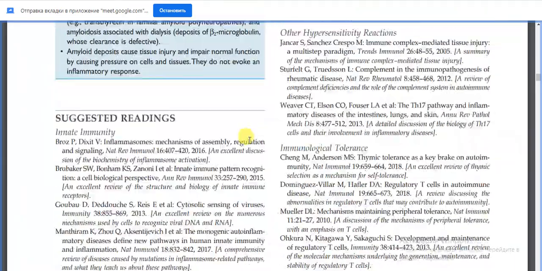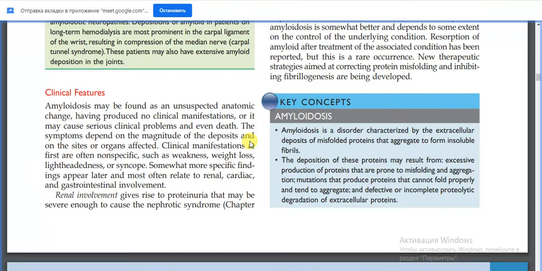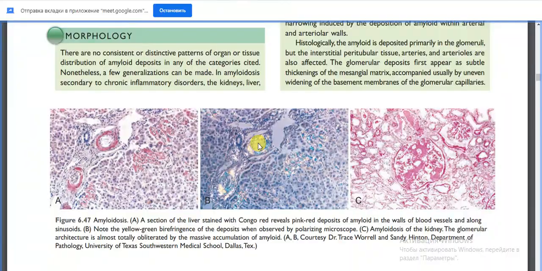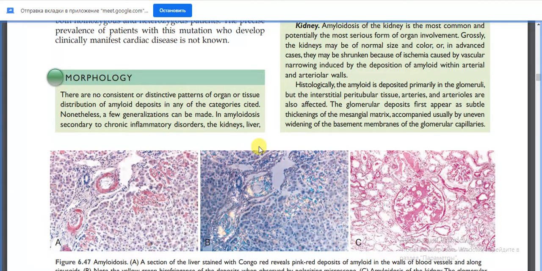Okay, you see, very tough topics. A lot of things I just skipped for you because there's no need to remember them.